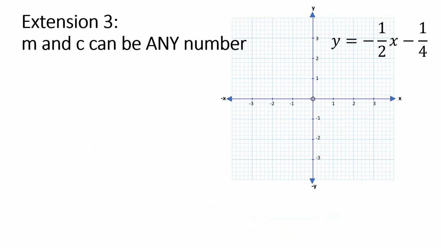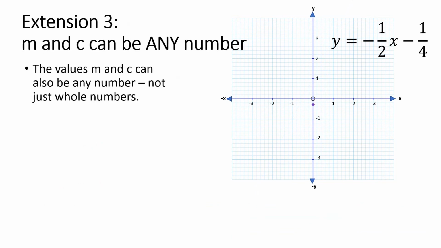Our next extension is kind of the opposite of that. It's not just x and y values that can be any number. The m and c values, the gradient and the y-intercept, can also have any value. Here we have a strange looking straight line equation: y equals minus 1/2 x minus 1/4. We can already see from the minus 1/4 that the y-intercept will be at the point y equals minus 1/4.